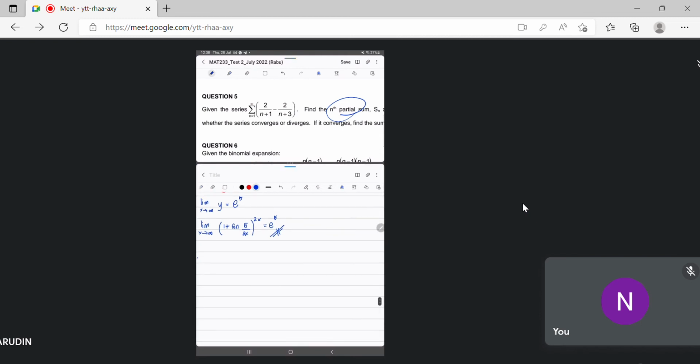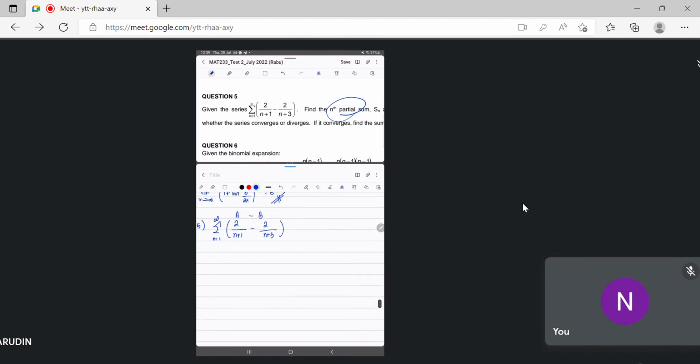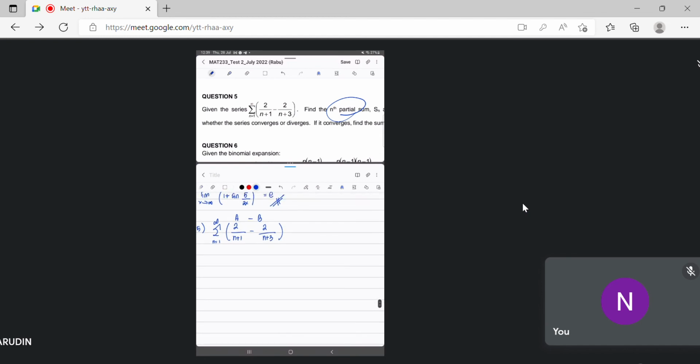Okay, so given the series 2 over n plus 1 minus 2 over n plus 3. Okay, bila dia melibatkan ada dua series yang ditolak, so this is telescoping series. So untuk nak cari partial sum untuk telescoping series, okay, first kita cari setiap terms untuk setiap satu ni. Okay, so 2 over n plus 1.